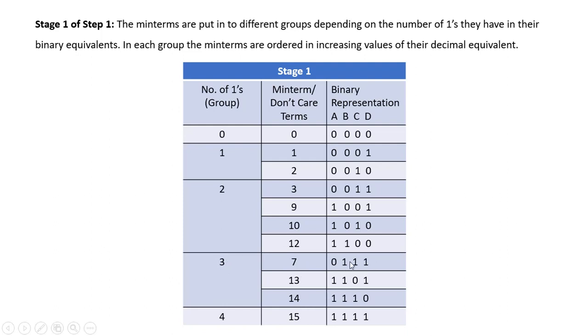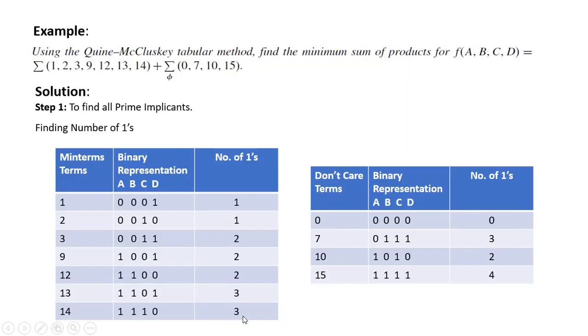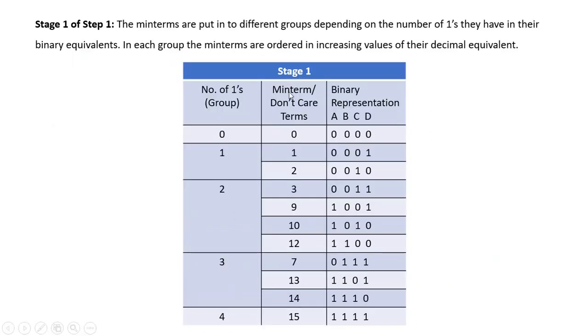For group 3 we have 7, 13, 14. Here each minterm has 3 ones. Now the fourth group has the 15th minterm, and 15 is a don't care here. So we are combining all minterms and don't care terms to form the groups. While forming the groups we consider don't cares also.